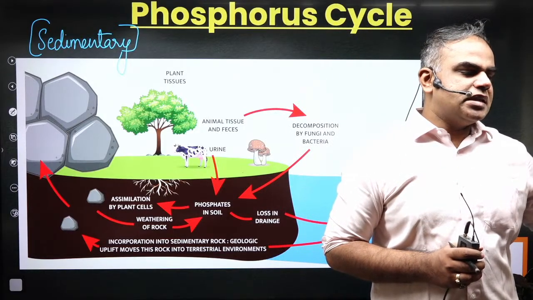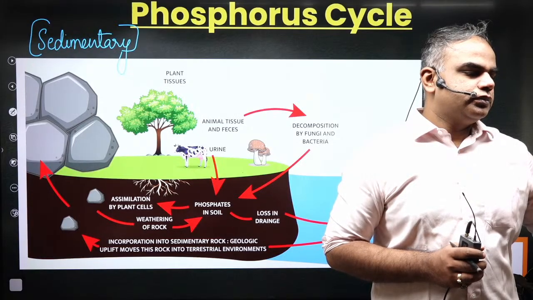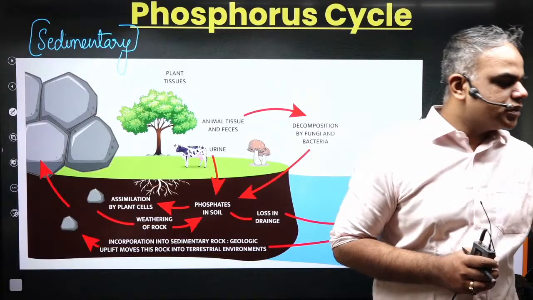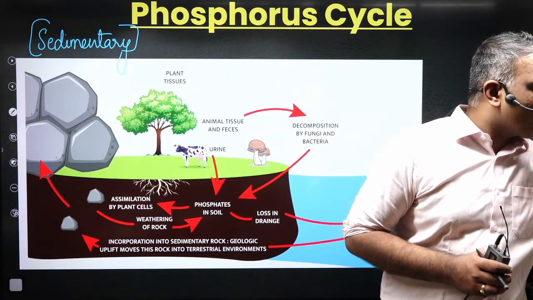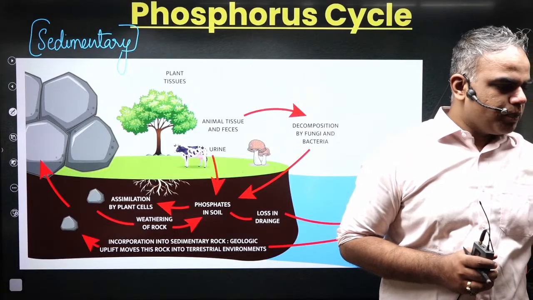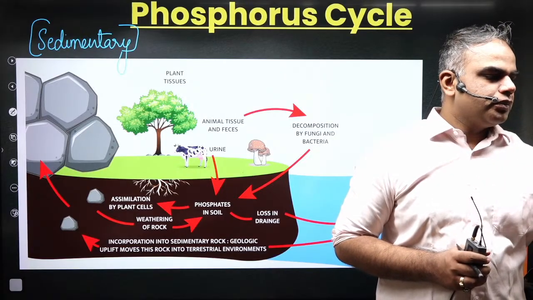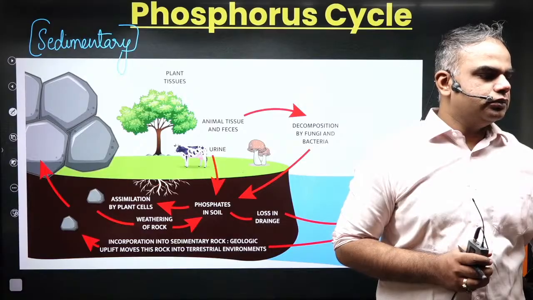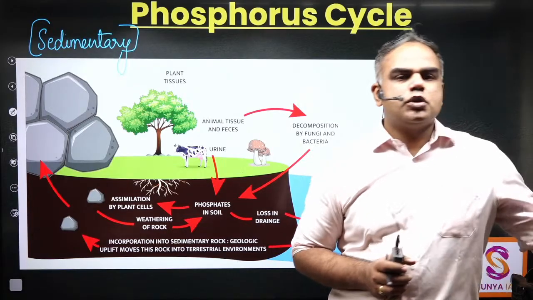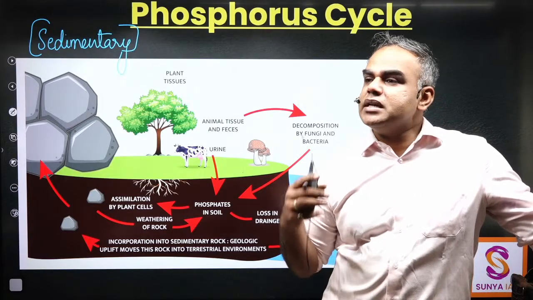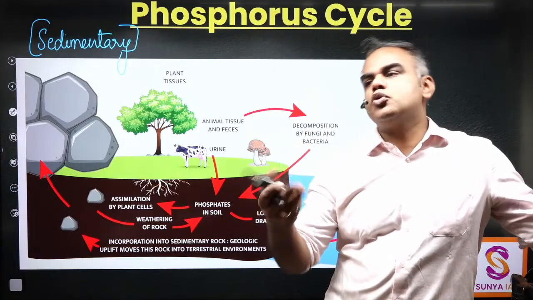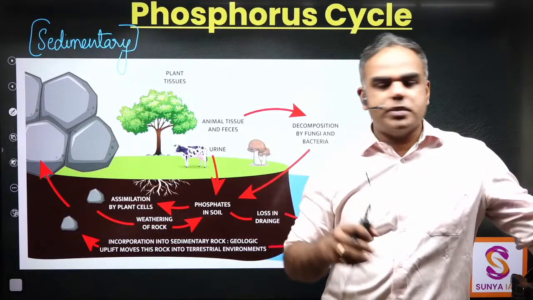in brackets write, necessary for growth in aquatic ecosystems. So what did we write? Limiting nutrient, which means it is necessary for growth. But the moment it is more, it leads to eutrophication also. We will write that after a while.